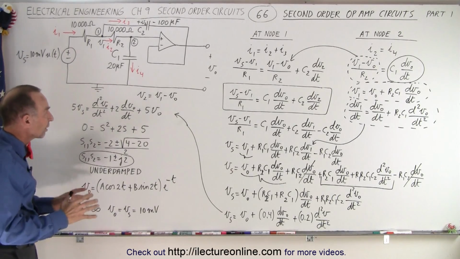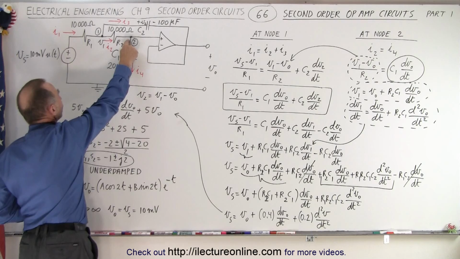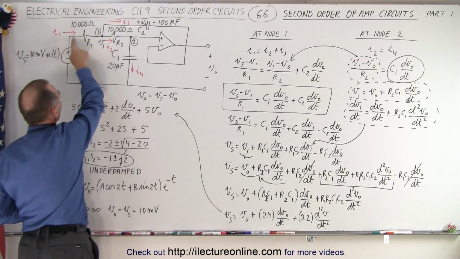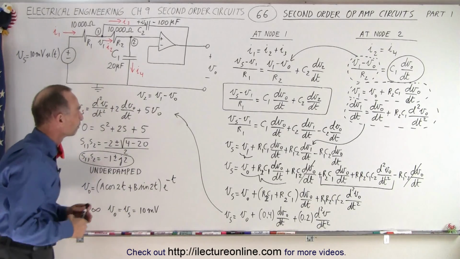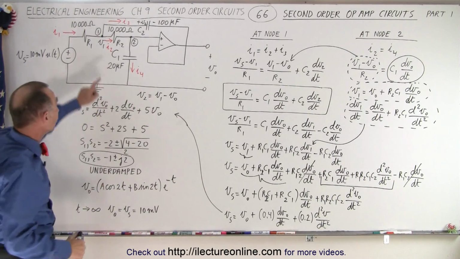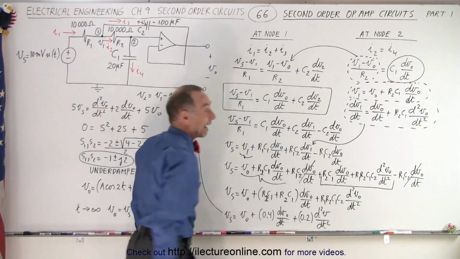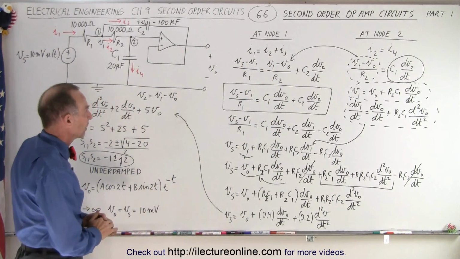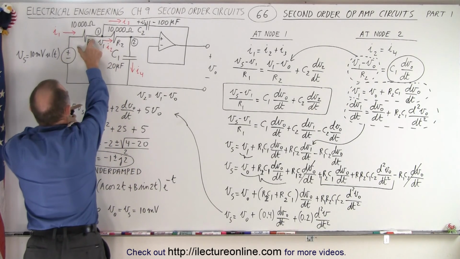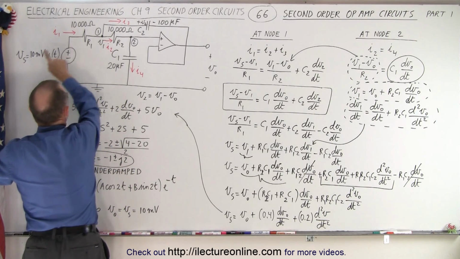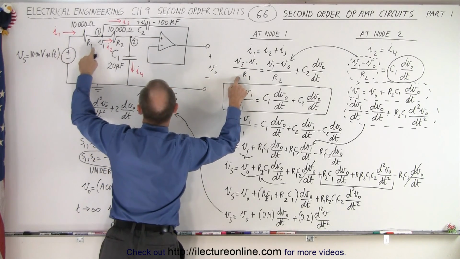So the way we're going to try to solve that is by using the two nodes, node 1 and node 2. Notice I've indicated the currents I1, I2, I3, and I4. First of all, at node 1, the incoming current is I1, the two outgoing currents are I2 and I3. So I1 can be determined by taking the voltage drop across this resistor, which is the source voltage minus V1, divided by the resistor R1.